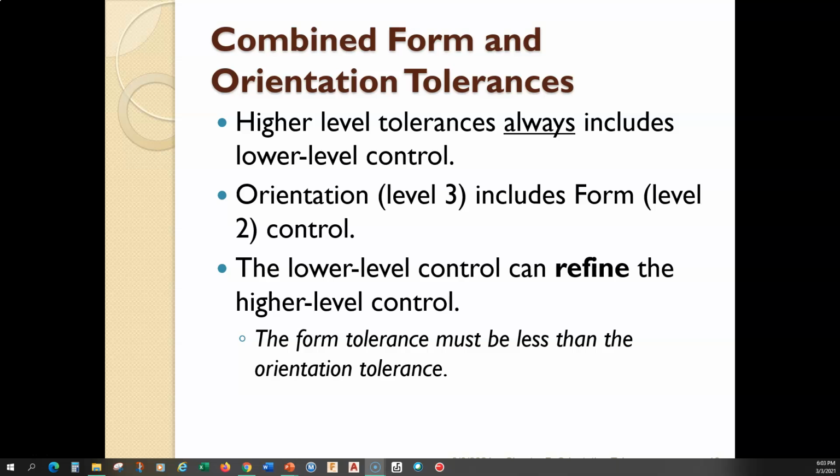And that number, the tolerance in the form control, must be less than the tolerance in the orientation control. Okay, so make sure to really fully understand that. Make sure you read that section in the book, just so you understand how to do a multi-line feature control frame with an orientation and a form tolerance included.